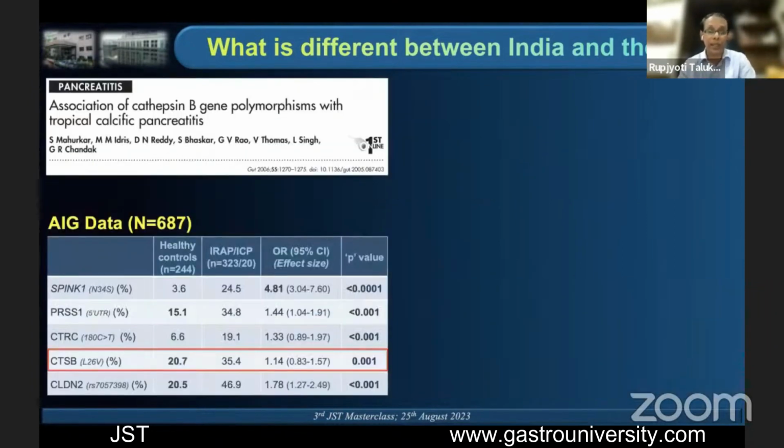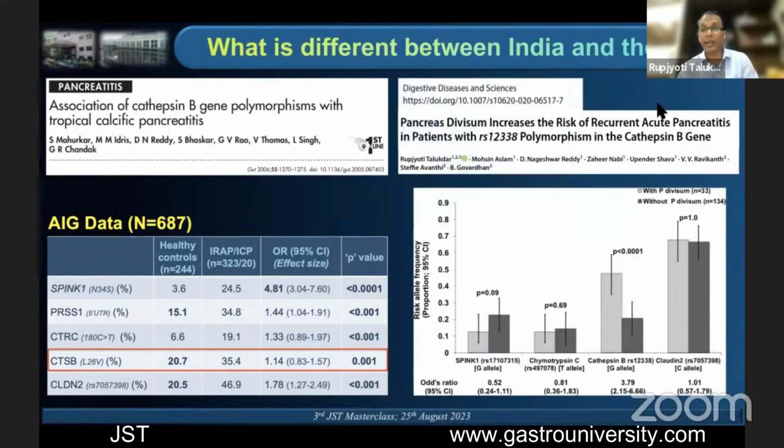And the second is cathepsin B, which we find in India, but it's not seen in the West. In all our studies, it's consistently present and it's associated with chronic pancreatitis, recurrent acute pancreatitis, and we have actually shown the presence of this particular cathepsin B polymorphism. So this is something that is not seen in the West, and probably cathepsin B is responsible for the lysosomal hydrolase and activation of the trypsinogen. So probably it could have some therapeutic implications in the future. So this is an important difference between India and the West.